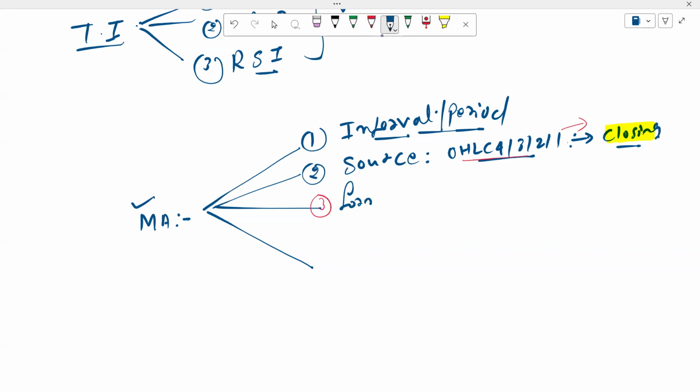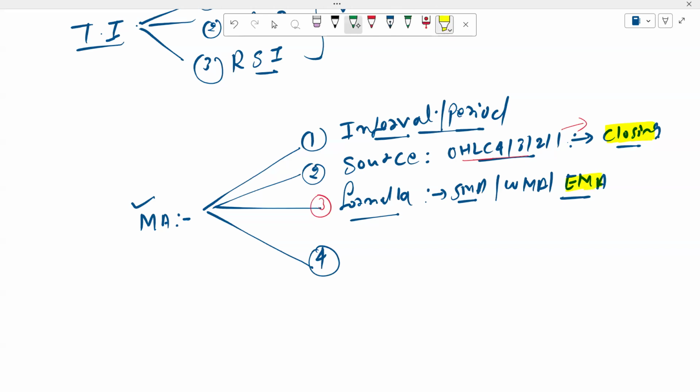And the third thing is the formula. If you want to do an intraday trade or a long term trade, accordingly you have to choose the formula. You can choose simple moving average, or WMA, weighted moving average, or the exponential moving average. These are the formulas. If you are a trader, you will use the EMA. If you are a long term investor or swing trader, you will use the SMA. We'll understand the reason also.